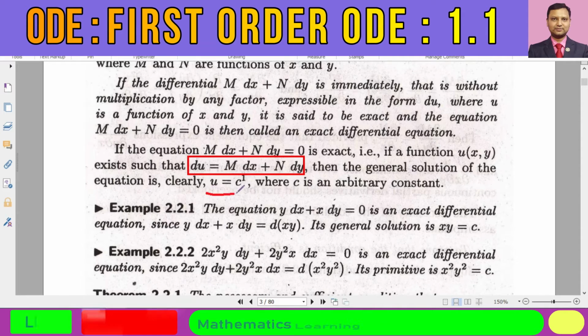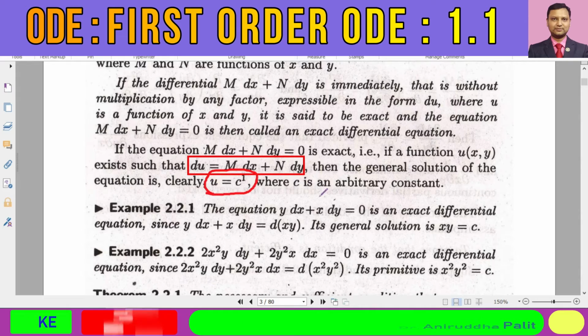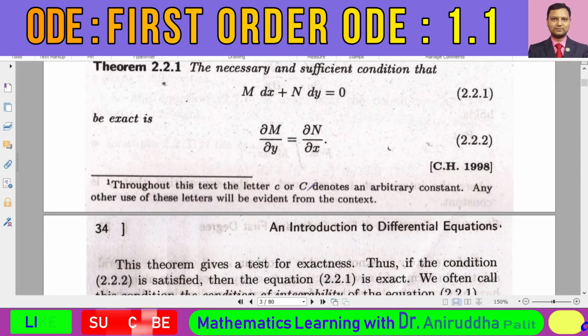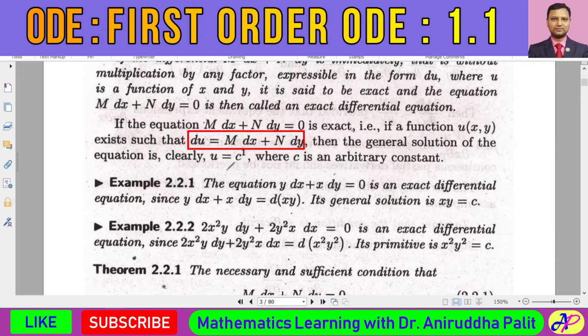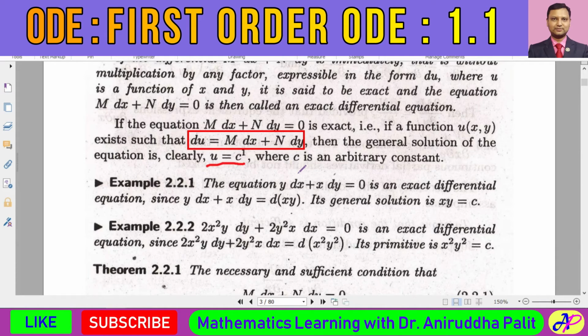The solution would be u is equal to a certain arbitrary constant c1, or a certain arbitrary constant c. The superscript is written over here because there is a footnote related to this argument, so forget about this superscript. So u is equal to c would be the solution of this kind of exact differential equation.